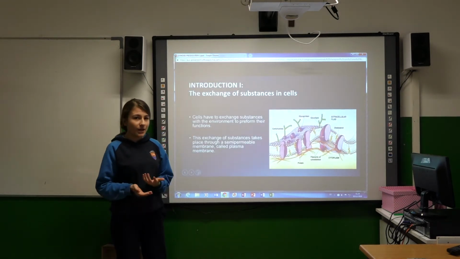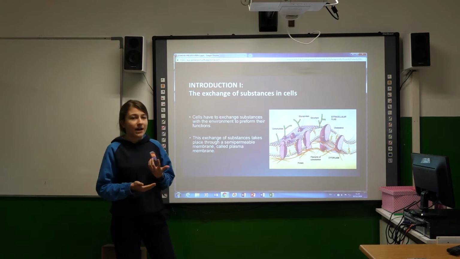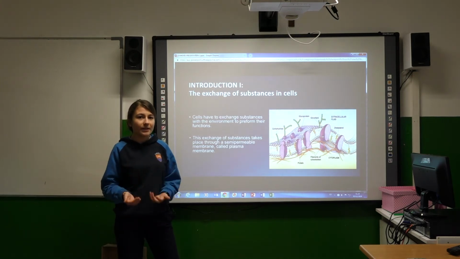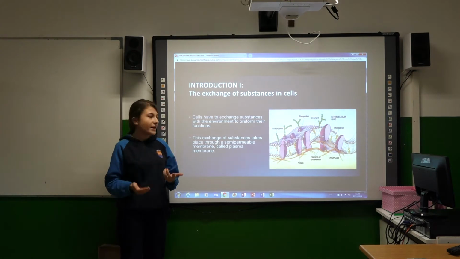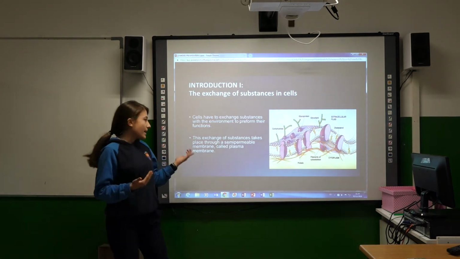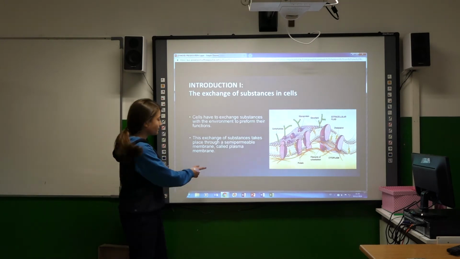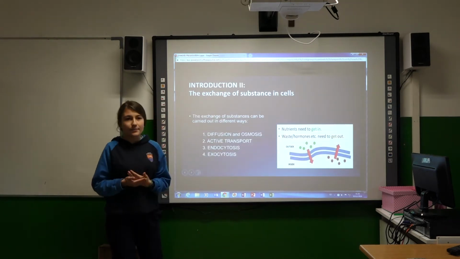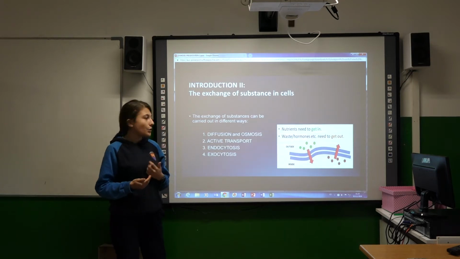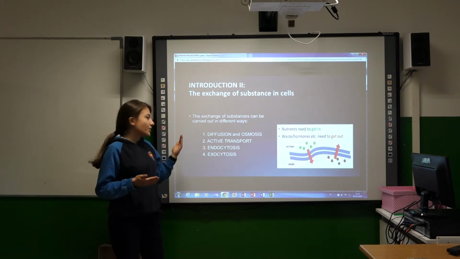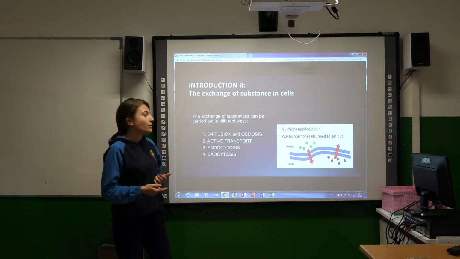First of all, I would like to start by saying that cells have to exchange substances with the environment to perform the different functions. This exchange of substances takes place through a semi-permeable membrane called the plasma membrane. There are five types of exchange of substances in cells. They are diffusion, osmosis, active transport, endocytosis, and exocytosis.